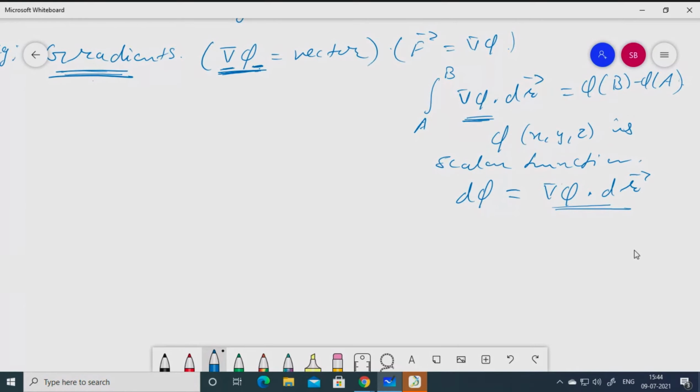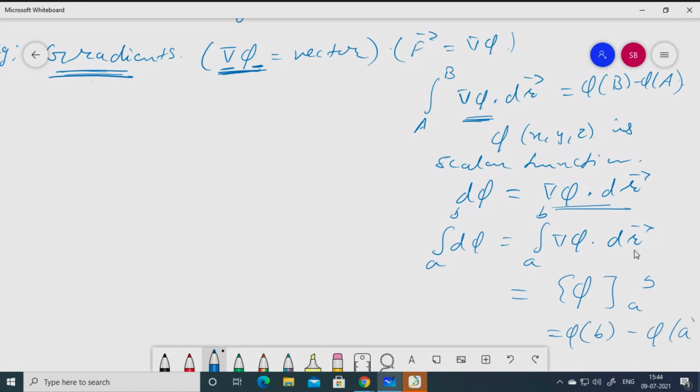Now apply the integral sign on both sides. So you will have integral d phi is equal to integral del phi dot dr bar, integral a to b, or maybe capital A, whichever letters you like. Now, what will be the solution of this one? You will have phi with limits a to b. So phi you are substituting b, and in phi you are substituting a.